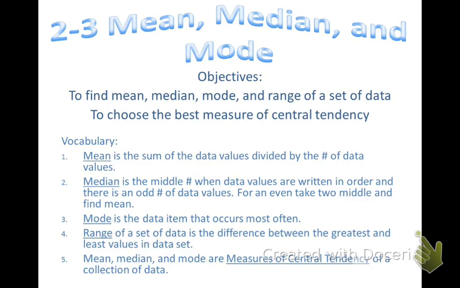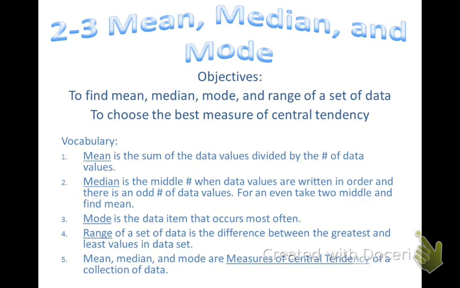Median is the middle number when the data values are written in order and there is an odd number of data values. If there are an even number, you're going to take the two middle numbers, add them together, and divide by 2, which we'll go over.